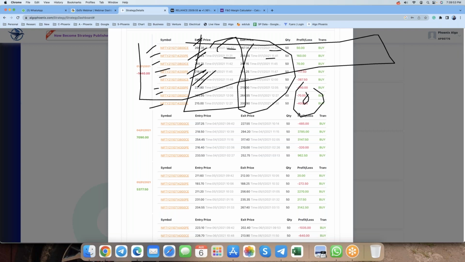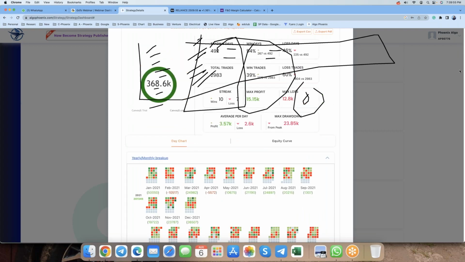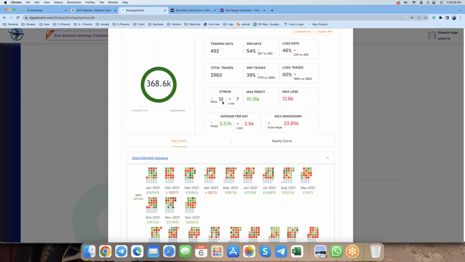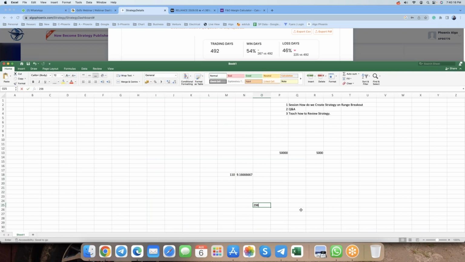It is quite high. Now if I look into this, the strategy is giving around 10 days of winning or 7 days of loss, 60% close to loss, 55% of winning days when compared to 46 days. But if you look here, 2,983 trades, which is alarming for me. So 2,983 trades into approximately 75 rupees brokerage per trade on the luxurious side.